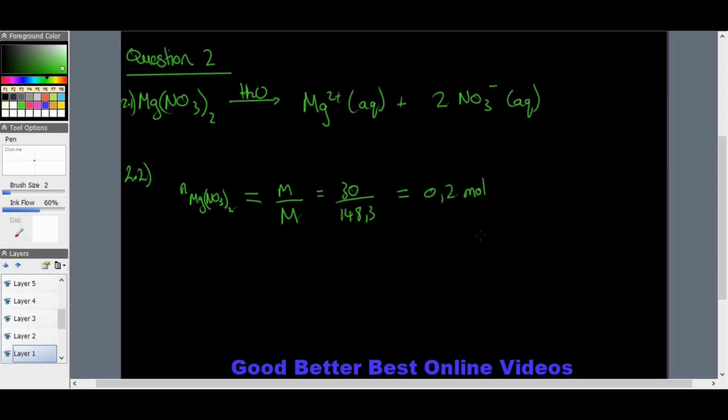Now that we've got the amount of moles, we can find the concentration. So what we actually need is n over V, 0.2 all divided by the volume. They said 500 cubic centimeters, so that's about 0.5 decimeters cubed. And that gives us an answer there of 0.4 mole per decimeter cubed. All right, that makes sense.